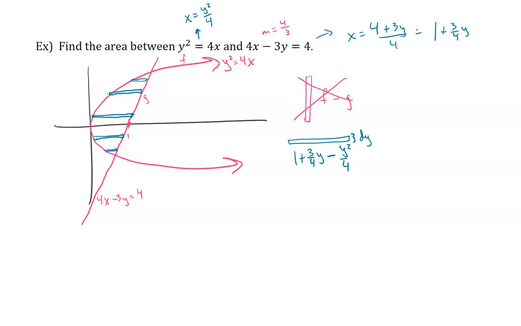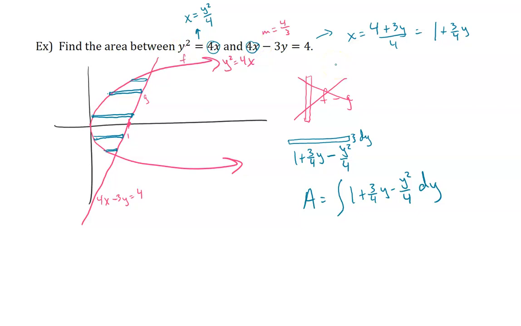So for our area, we are going to integrate 1 plus 3 fourths y minus y squared over 4 times dy, and we do need to figure out what the limits are by finding the intersection points. The easiest way to find this intersection is to say, hey, there's a 4x and a 4x. Let's replace that 4x with a y squared.